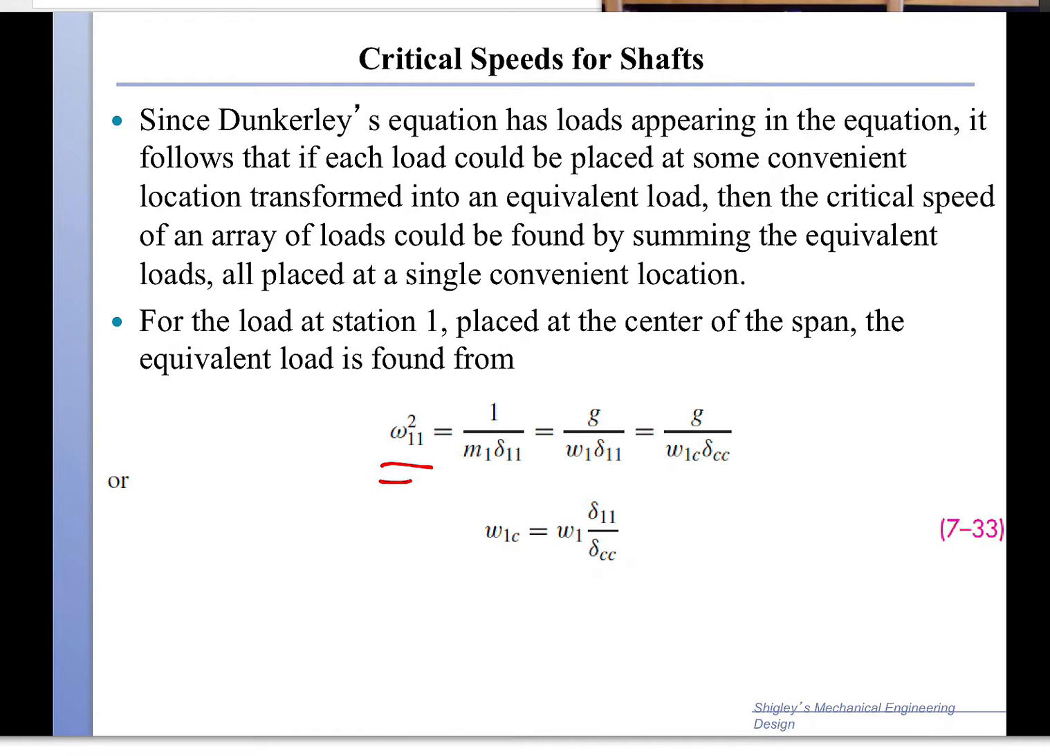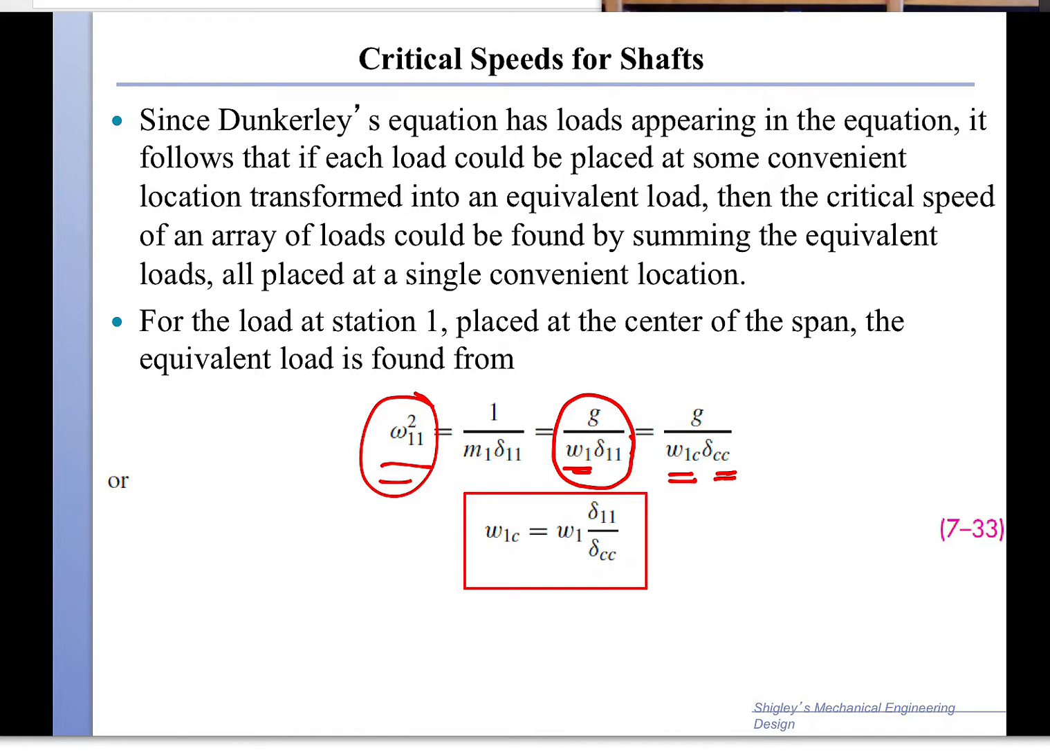So the redefinition is that this is constant, this is the same, so we can write it as g divided by omega 1, or w1 delta 1. Then we imagine we moved the w1 to the center, so we write it as w1c, the hypothetical equivalent force at the center, times delta cc, the influence coefficient if the load were at the center. Therefore we now have an expression for defining the equivalent load at the center of the beam.